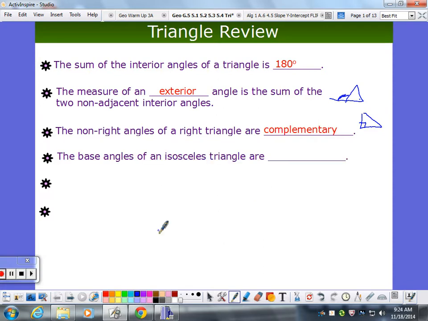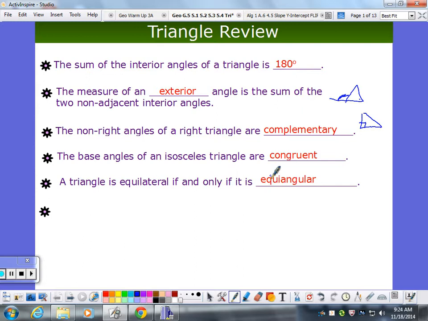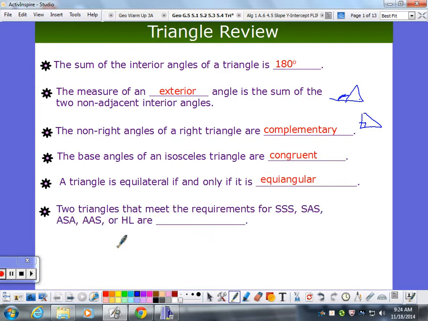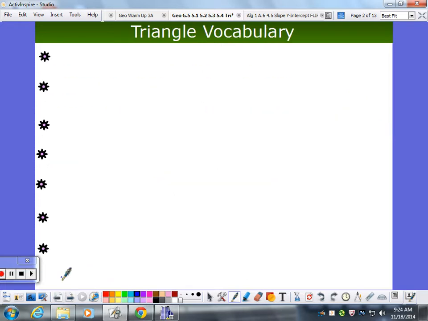The base angles of an isosceles triangle are... What do I know about the base angles of an isosceles triangle? Congruent. We just did that one. A triangle is equilateral if and only if it is... What do you think goes there? Equiangular. And it goes backwards, so if it's equiangular, it's equilateral. And two triangles that meet the requirements for SSS, SAS, ASA, AAS, or HL are congruent. Which are the ones that don't work? SSA and AAA. Those ones don't work.